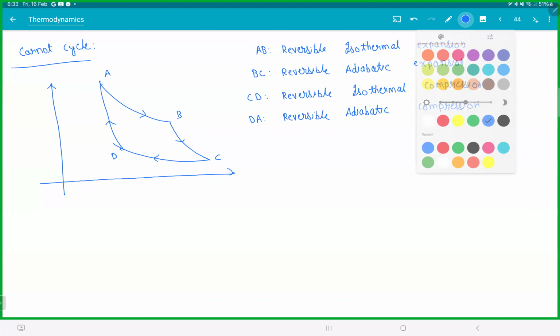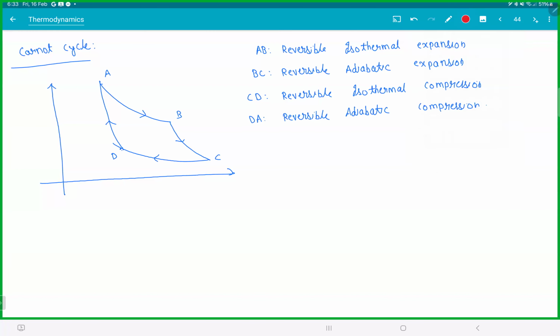So in this process, A to B, the temperature is constant and you absorb some heat Q1. B to C, heat is 0 because it is an adiabatic process. C to D, at temperature T2, you reject some heat Q2. And again here delta Q is 0.